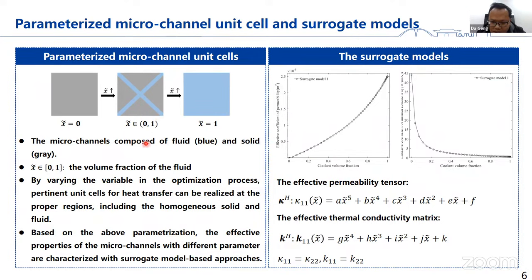To further accelerate the iteration, we predefined the topology of the unit cell and defined a control parameter to represent the fluid volume fraction in micro channels. By varying the variable in the optimization process, a pertinent unit cell for heat transfer can be realized at proper regions, including the homogeneous solid and fluid. Next, we established surrogate models that reflect the relationship of the constructed macro fluidic equivalent properties with respect to unit cell control parameters.